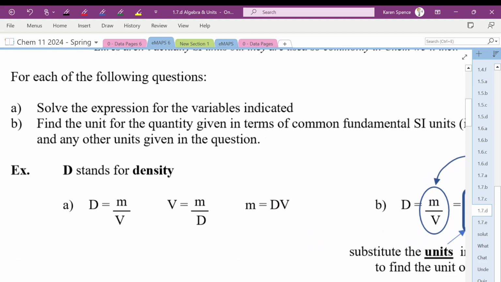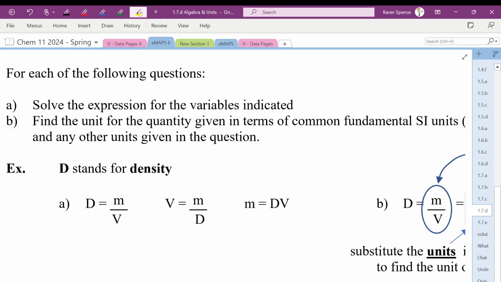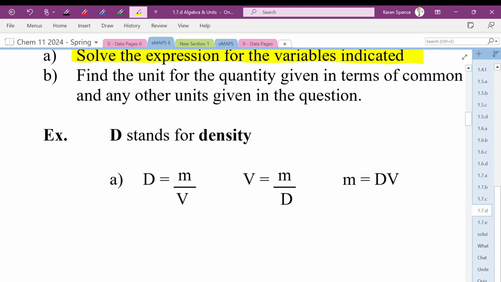Now, what we're going to do is start by solving the expression for the variable that is asked for. That part's going to be easy because you guys are all doing that fairly well. So if we have D standing for density, you can solve for V or you could solve for M. And I'm trusting you to be able to do that. I'm not going to show you the work this time.